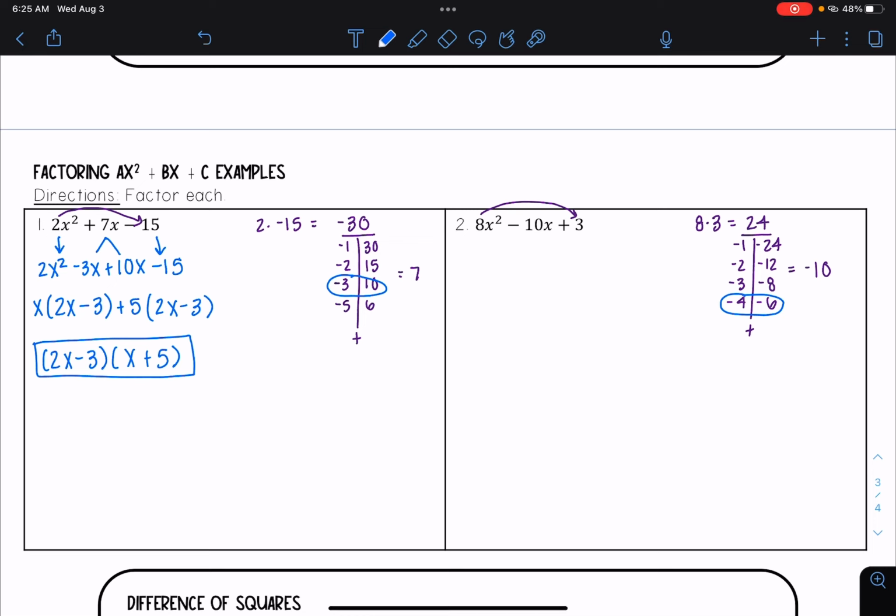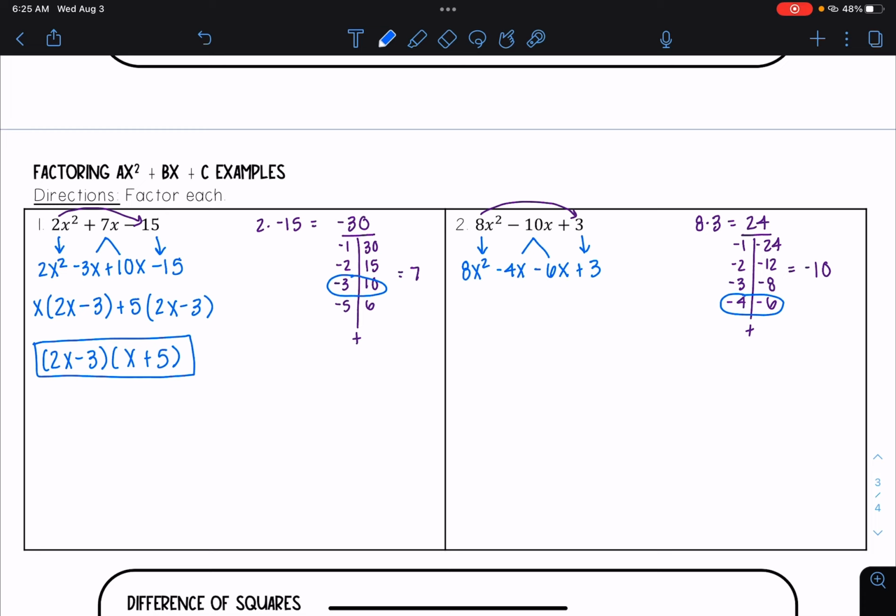Next step is to go ahead and split apart my middle term. So instead of having a negative 10x here, I'm going to have negative 4x minus 6x. And then I'm going to bring down my first and last term. So I have 8x squared and plus 3. Now I can go ahead and factor by grouping.